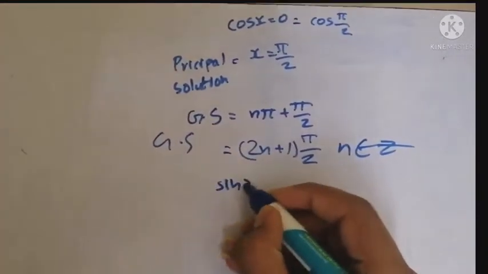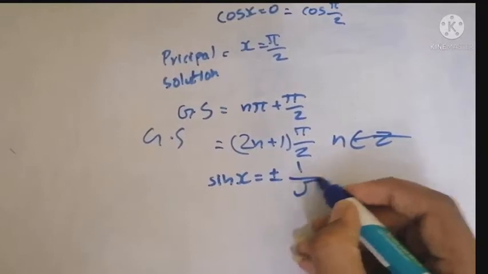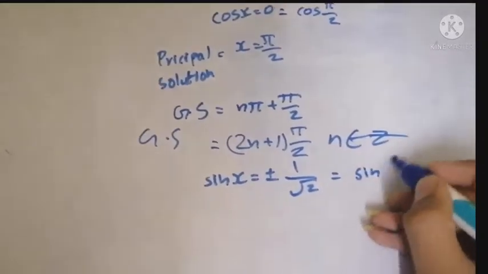Now for sin x is equal to plus or minus 1 by root 2, that means sin plus or minus pi by 4.